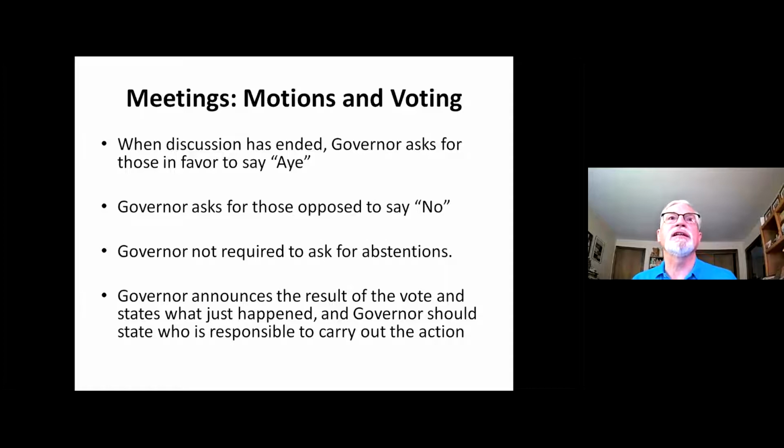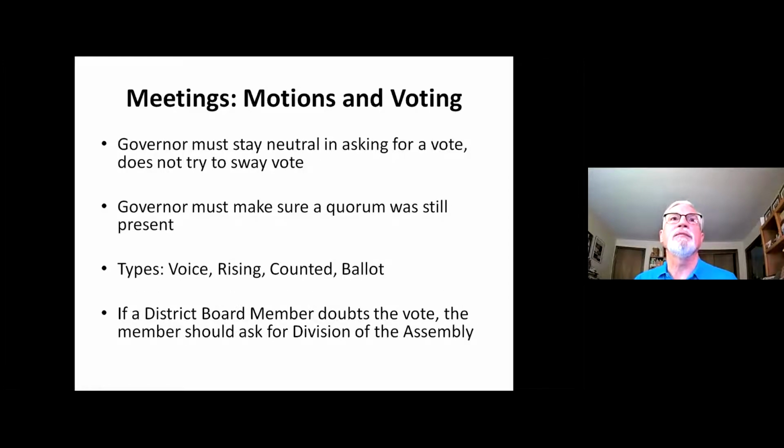When the discussion is ended, the governor would ask for all those in favor by saying aye. The governor would ask for opposed by saying no. There's no requirement that the governor ask for abstentions, but any member who wants to abstain can so announce at the time of the vote. The governor then would announce the result of the vote, state what happened, and state who's responsible for carrying out the action that was proposed in the motion. The governor must at all times stay neutral when asking for a vote and not try to sway the vote. The governor must make sure that a quorum was still present.